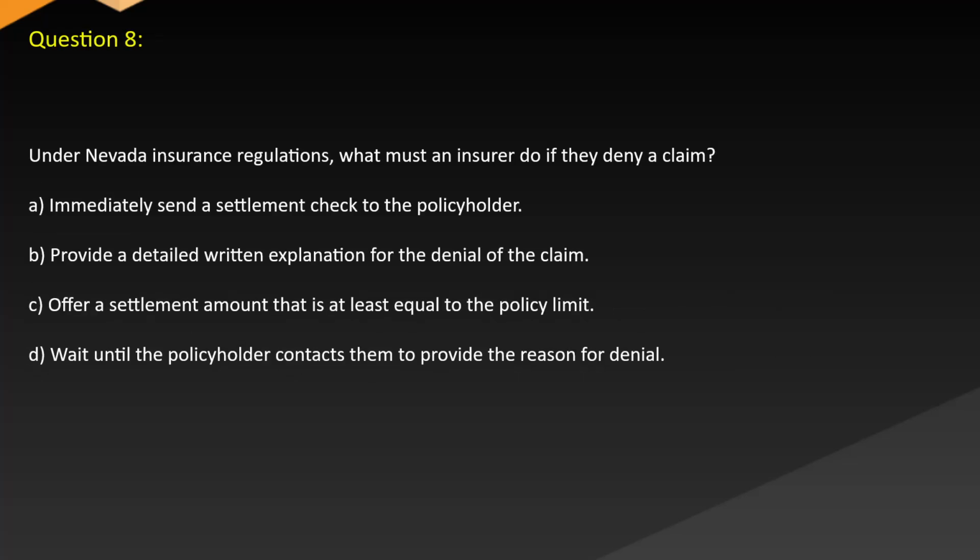Question 8. Under Nevada insurance regulations, what must an insurer do if they deny a claim? A. Immediately send a settlement check to the policyholder. B. Provide a detailed written explanation for the denial of the claim. C. Offer a settlement amount that is at least equal to the policy limit. D. Wait until the policyholder contacts them to provide the reason for denial.